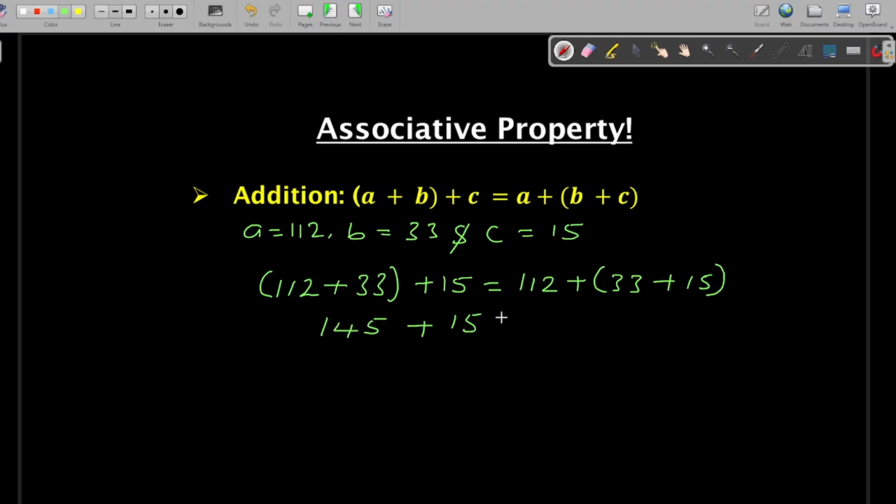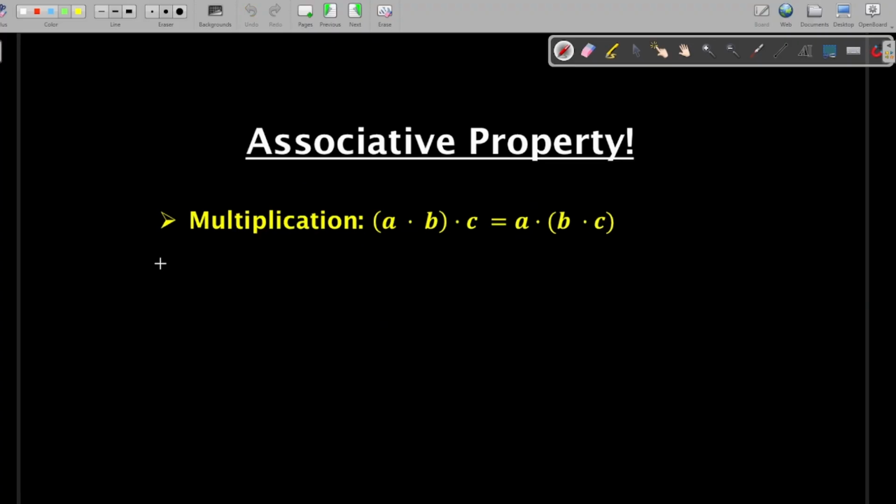And when we simplify what we have on the right hand side, 33 plus 15 will give us 48. When we simplify what we have on the left hand side further, 145 plus 15 will give us 160, and 112 plus 48 will also give you 160. So as you can see in this example, no matter how the numbers are grouped and added together, the result is the same. The same applies to multiplication.